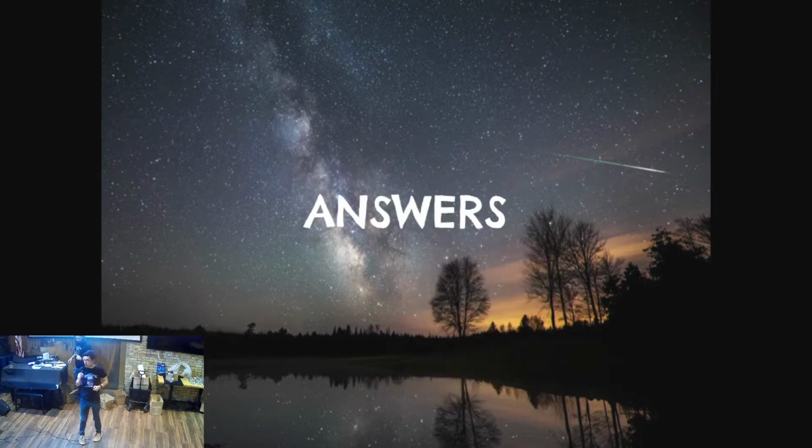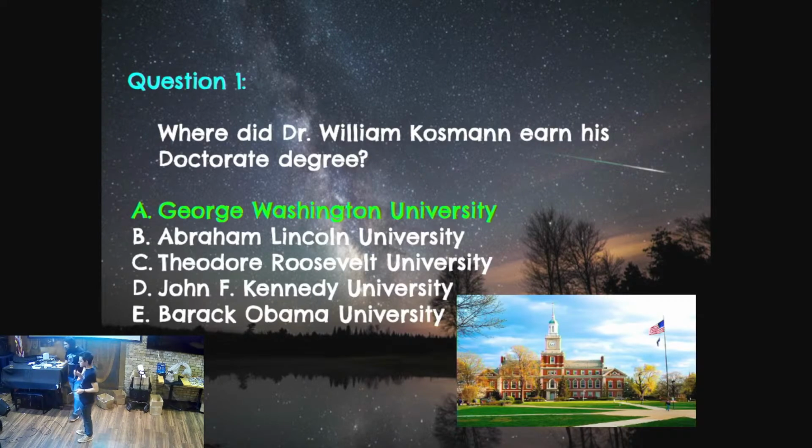The answers for tonight. Question 1 was, where did Dr. Kosmann go to school for her PhD? And of course the answer is George Washington University. I think pretty much everybody got it right, so yes, you all have common sense in this room, at least.